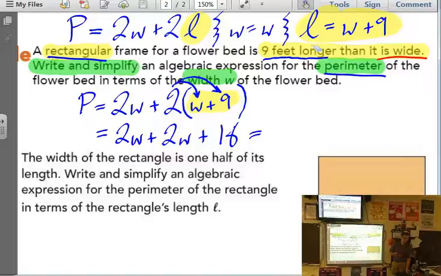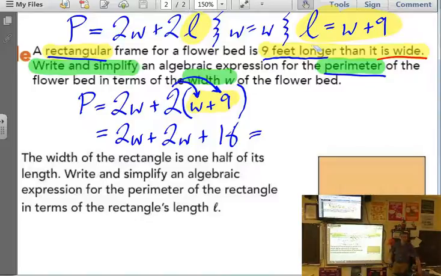Questions? Where did 18 come from? 2 times 9. The distribution. So draw your arrows. Every arrow is a multiplication. That's why we draw the arrow so that we see what happened. Now combine your like terms.